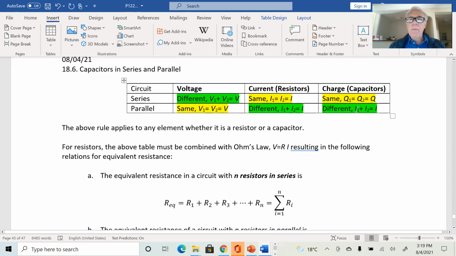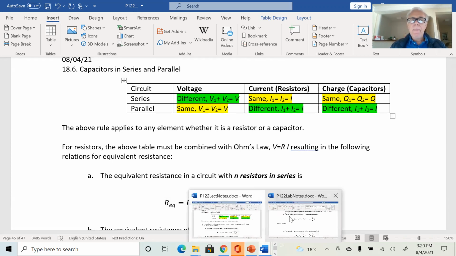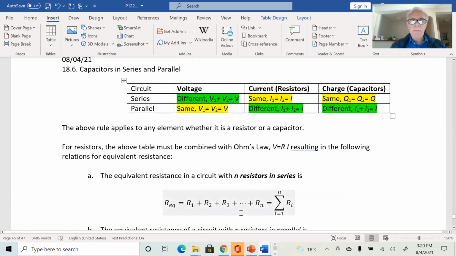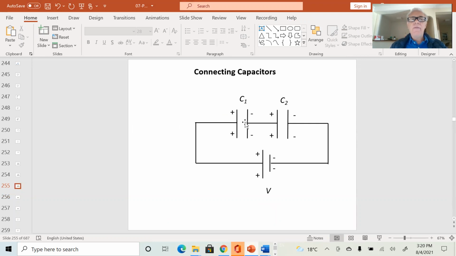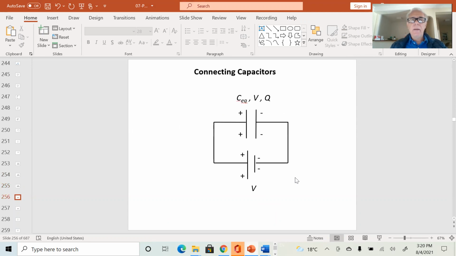What happens when we put them in parallel? Let's see. The voltage doesn't change, just like in resistors. The voltage through this capacitor plus the voltage through the second capacitor is going to be equal to V, to have conservation of energy. V1 plus V2 is equal to V. That's the equivalent capacitance there. That was capacitors in series.